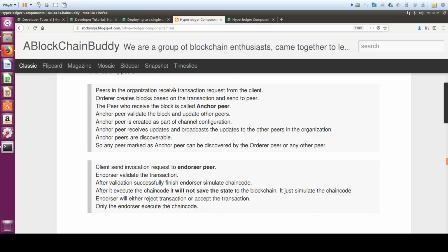Peers in the organization receive transaction requests from the client. So peers receive the transaction request. The orderer creates blocks based on the transaction and sends them back to the peer. The peer who receives the block is called the anchor peer. The anchor peer validates the block and updates other peers. The anchor peer is created as part of the channel configuration.